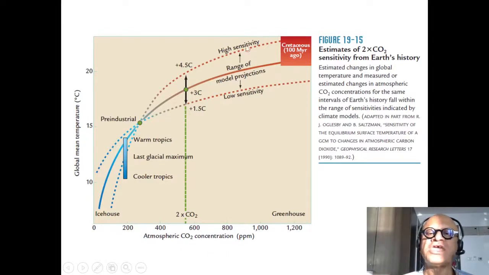So the range of model projections for these kind of range of CO2s in the future hover around this range, going from 1.5 degrees to 4.5 degrees and larger here. So doubling of the CO2 from pre-industrial of 280 to 560 will give us, according to the model range, a warming of 1.5 degrees C to 4.5 degrees C. If we don't do anything.